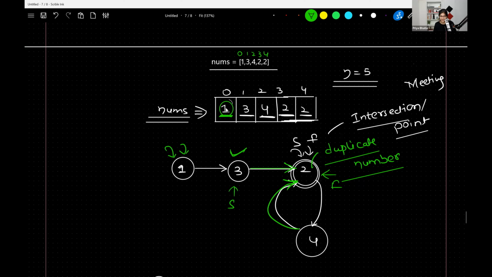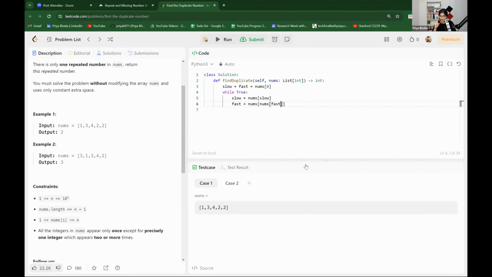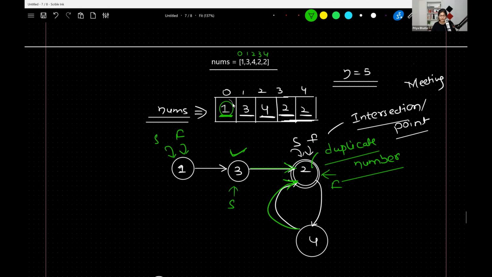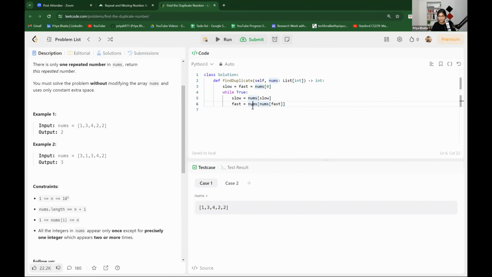Okay. Initially our both values are at this point. Then we are moving 1 step slow, 2 steps fast. So in terms of implementation, 1 step slow means nums of slow. Initially nums of slow will be nums of 1, which will be 3. Now you want that fast pointer to be there at nums of 3, which is 2. So how will you get that? Nums of fast. Is this correct, everyone? Can you guys give me a confirmation until so far? Could you please repeat?